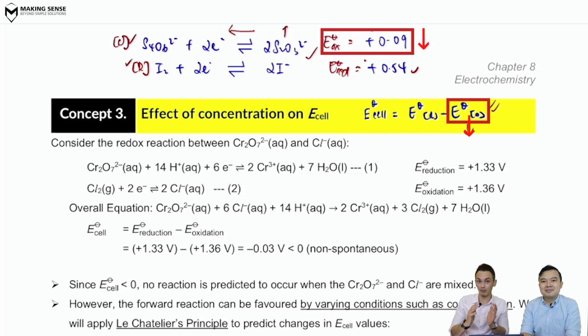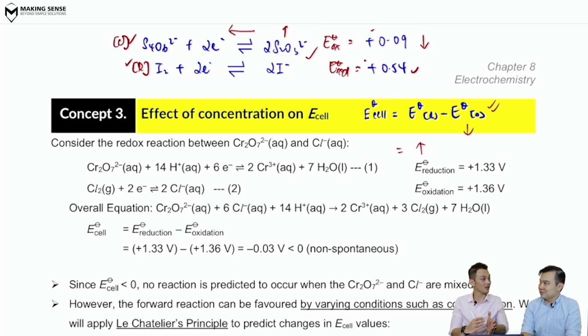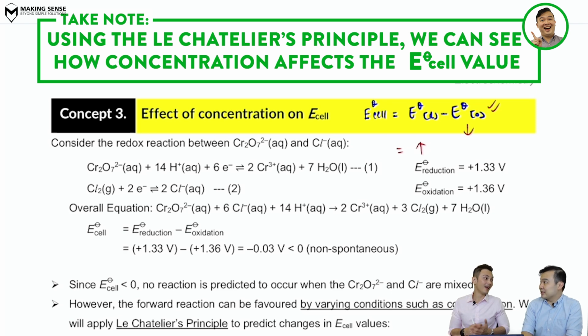So you do the math. You minus away a smaller value, so the end result is that your Ecell is going to be larger than the usual value of 1 mole per dm cube. So this is how concentration can shift the position of equilibrium and therefore affect the Ecell of the overall reaction. Nice. So it's actually just the same idea as chemical equilibrium. It's all about LCP, right?